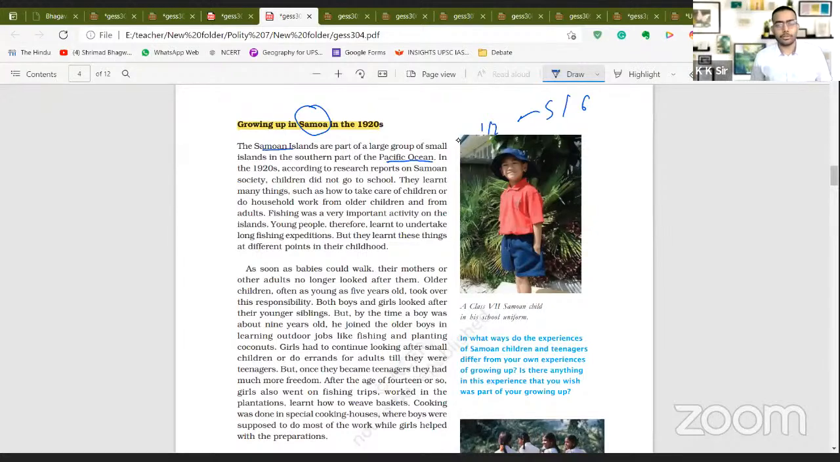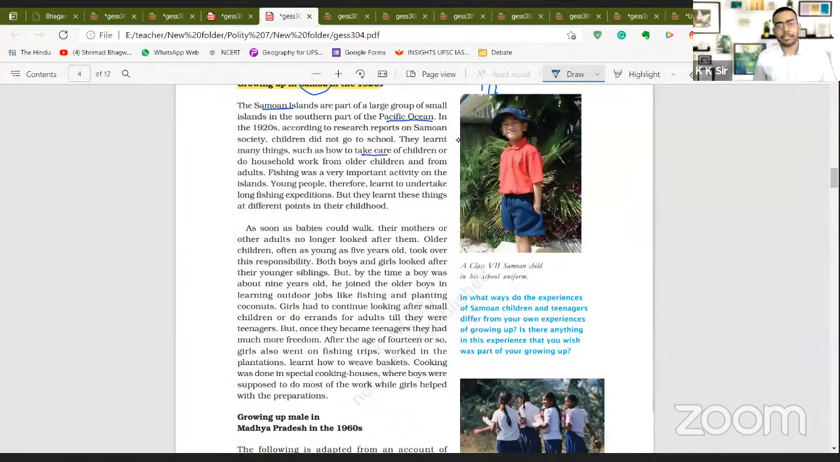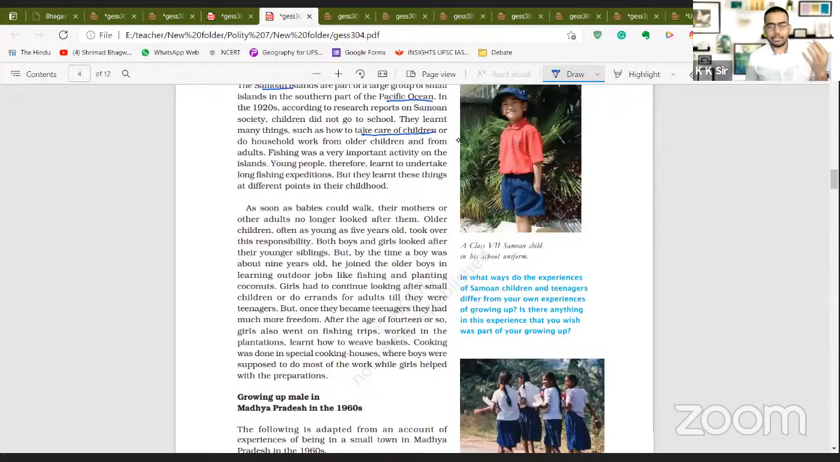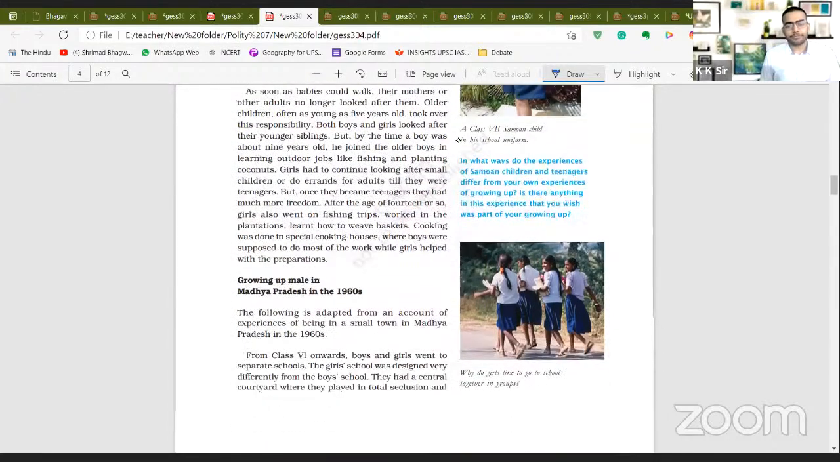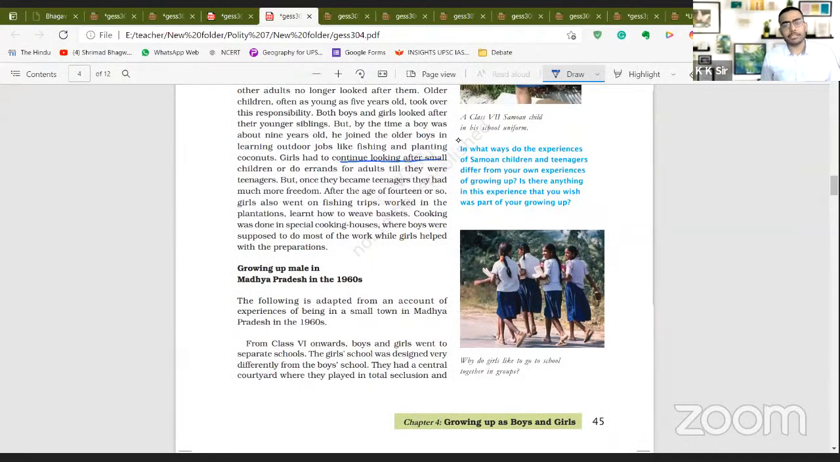That's your main work. So take care of children. And these things are actually taught to these small children, both boys and girls. When they become a little older, the male guys will go out and start learning fishing and something, and females will continue their caregiving work. But girls had to continue looking after small children, do errands for the adults till they were teenagers. But then when they become teenagers, surprisingly, in their kitchens, you will see that it's the duty of the boys to cook the food, and girls are supposed just to help them.